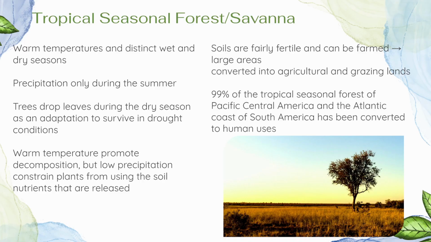The tropical seasonal forest, or savanna, has warm temperatures and distinct wet and dry seasons. Precipitation only occurs during the summer, and the trees here have adapted to survive the drought by dropping their leaves during the dry season. While the warm temperatures promote decomposition, the low precipitation prevents plants from using the soil nutrients that are released. The soils are fairly fertile and can be farmed, which is why large areas have been converted to agricultural and grazing lands.